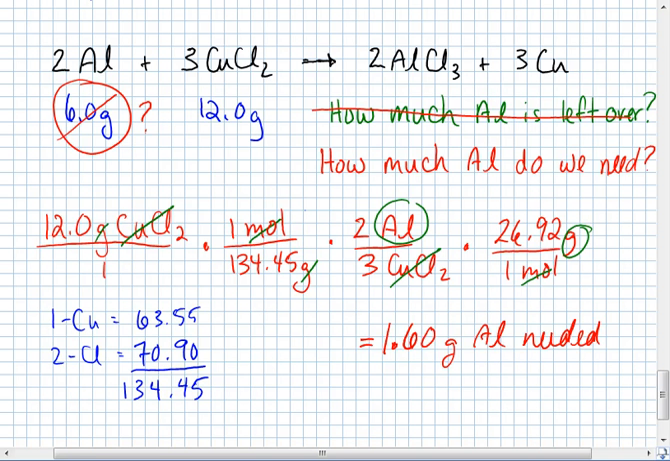Okay, so now we go back here to see what we actually had. We have 6 grams. We only need 1.6, which tells us that we have 4.4 grams of aluminum in excess. And that's what the question was originally asking. So that's kind of how you solve these questions. Just figure out how much you need first, and then just subtract from what you actually have, and the difference is what's left over. So actually straightforward. I know you don't think so, but it is.